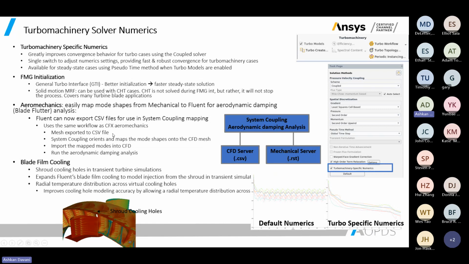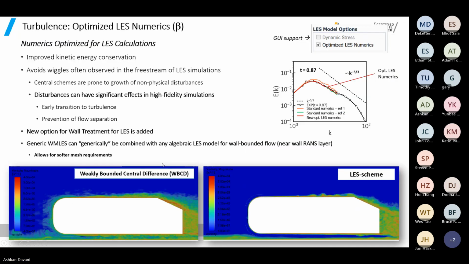And there are a lot of different updates in blade film cooling and shroud cooling holes, for example, in transient turbine simulations. It expands Fluent's blade film cooling to model injections from the shroud in transient simulation. And overall, the radial temperature distribution across virtual cooling holes, you can do all of these right now in Ansys Fluent as well.